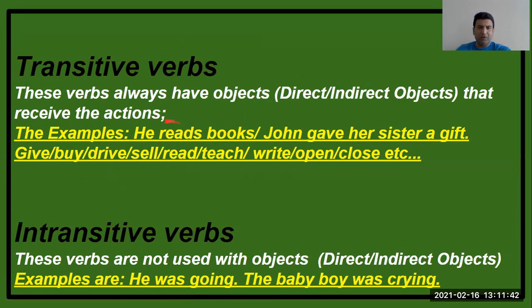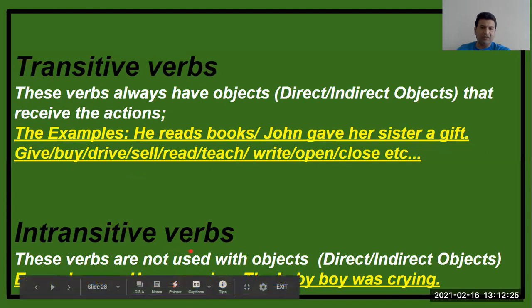Next one is transitive verbs. These verbs always have objects, direct or indirect, which receive the action. The examples are he reads books, and we find here this books is an object, right? And similarly, John gave her sister a gift. This gift is an object, and her sister is an indirect object as well. So we find out transitive verbs take objects that can be direct or indirect. The other examples are give, buy, drive, sell, read, teach, write, open, close, etc.